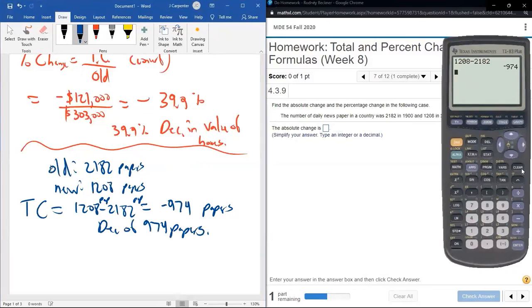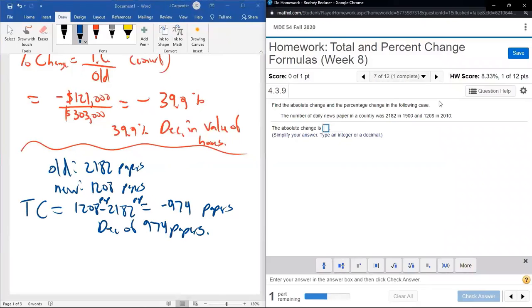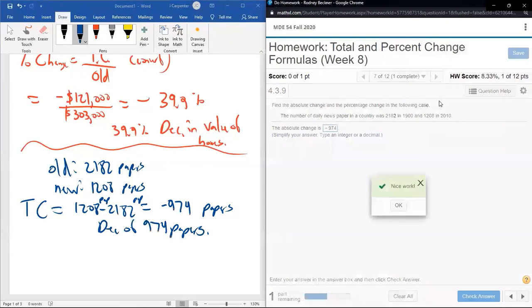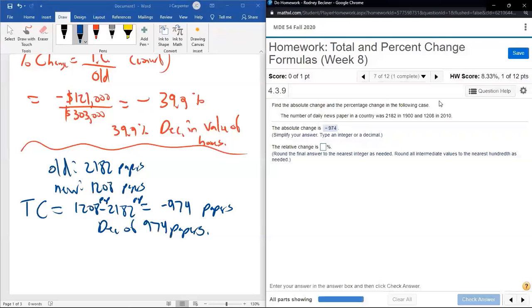Why is that? Because of the internet, right? So make sure you get your sign in there, negative, and then 974. That should be our answer. There we go. There's our absolute change. And that would be 974 papers that's decreased, but again, my MyMathLab is ignoring that aspect.